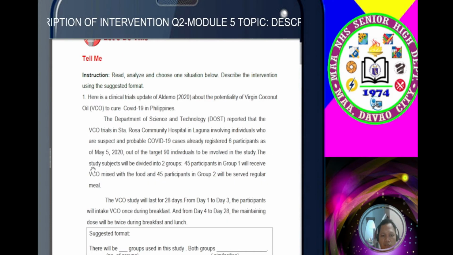Here is a clinical trials update of 2020 about the potential of virgin coconut oil, or VCO, to cure COVID-19 in the Philippines. I think you're familiar with virgin coconut oil. The Department of Science and Technology, the DOST, reported that the VCO trials in Santa Rosa Community Hospital in Laguna, involving suspect and probable COVID-19 cases, already registered 6 participants as of May 5, 2020, out of the target 90 individuals to be involved in the study.